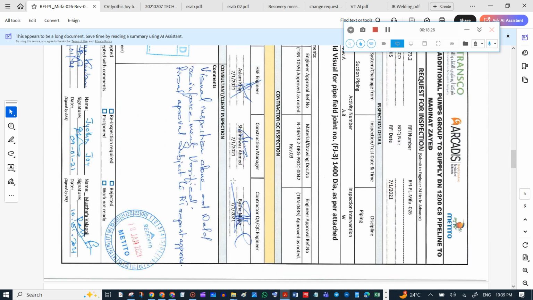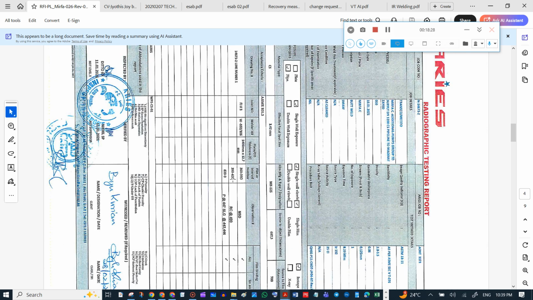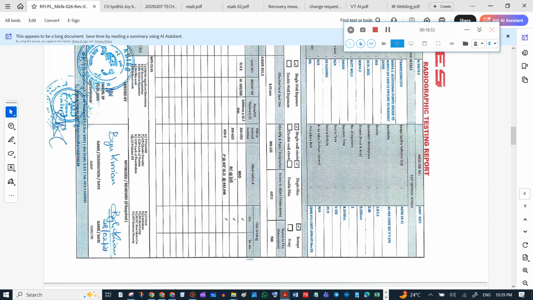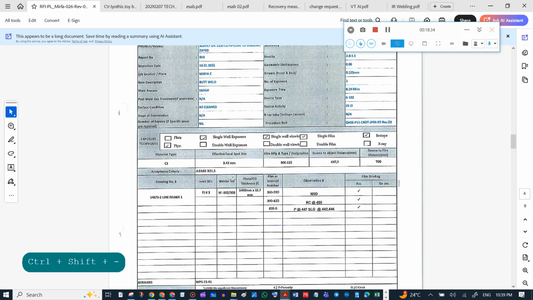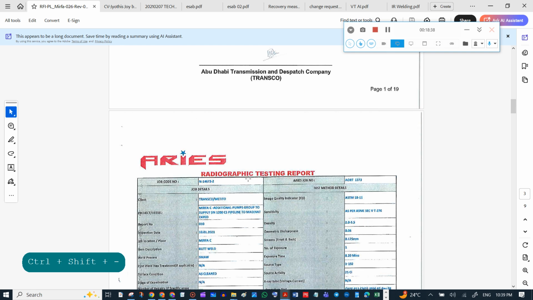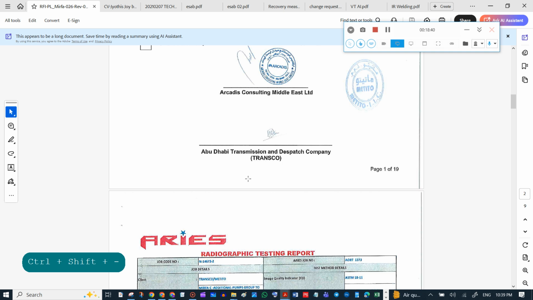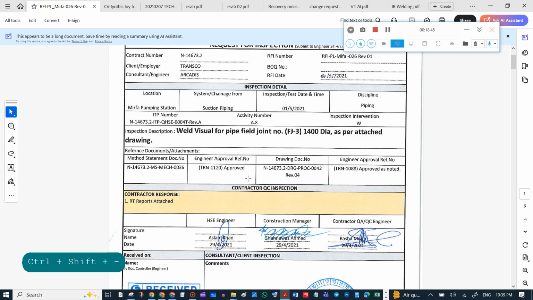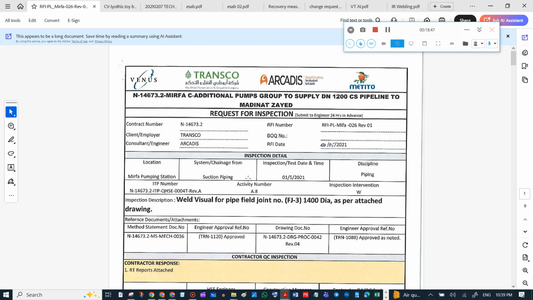Now in this one we have this radiographic test. This is the second submission of the IR. This radiographic test we will discuss during the radiographic video. So that's about the IR.